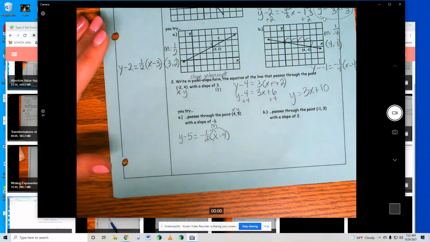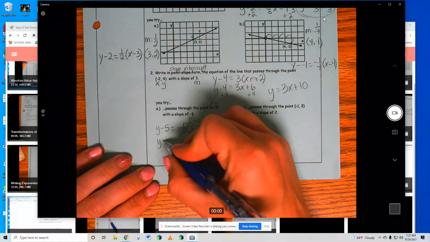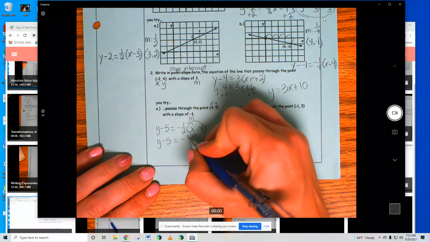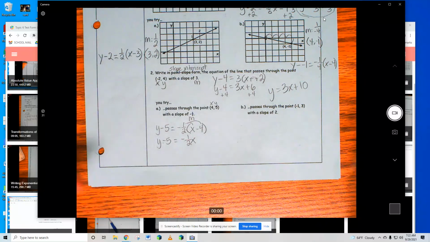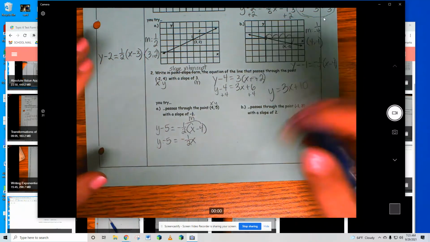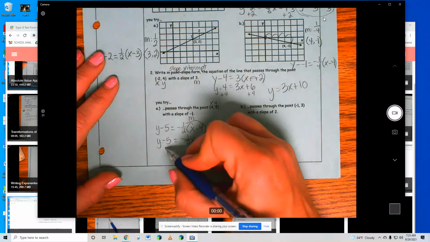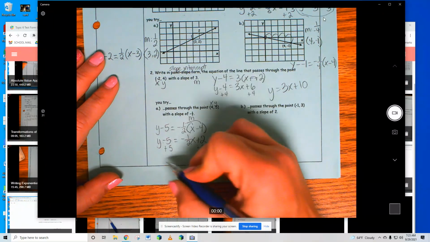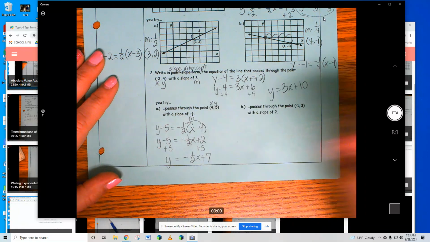Normally in an equation I've taught you, oh, let's clear the fraction. No, no, no. We actually need to distribute. So distribute. Negative 1/2 times x is negative 1/2 x. Negative 1/2 times negative 4. Yes, Ryan. Positive 2. Yep. Yes, sir. Add 5 to both sides. Negative 1/2 x plus 7.